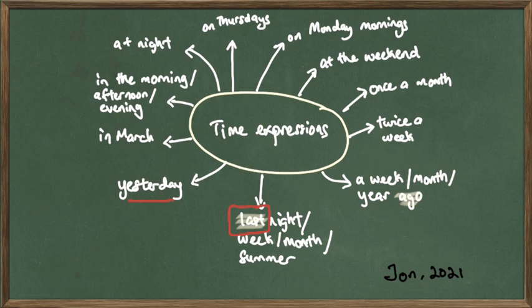And the same with a week or a month, a year, but we add it with the word ago, dah lepas. Alright, then we have twice a week, once a month, at the weekend, on Monday mornings, on Thursdays at night, in the morning, afternoon, evening, and even in March. So we mentioned the month. These are the time expressions that we'll use when we are talking about the past.